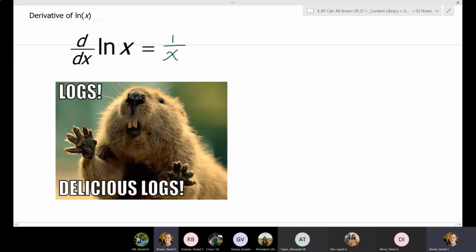And that's if you don't have to worry about the chain rule. So the derivative of the natural log of x is going to be 1 over x.